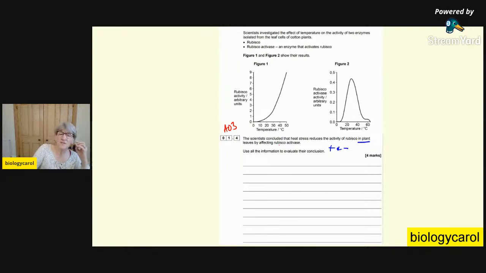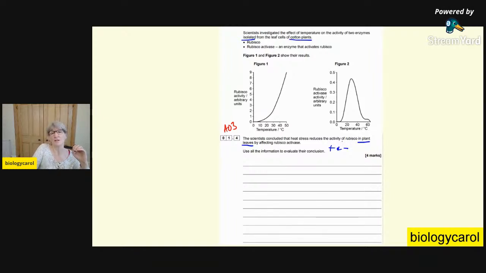Notice that the scientists concluded that heat stress reduces the activity of Rubisco in plant leaves. Kind of going, okay, whoopee-doo. Now go back to see what the experiment did. The experiment was looking at the effect of temperature on the activity of two enzymes which were isolated from the leaf cells of cotton plants.